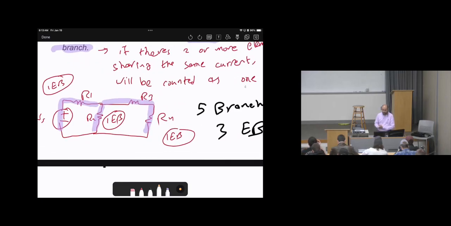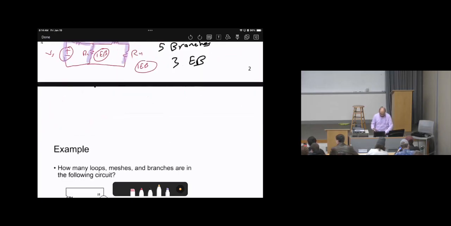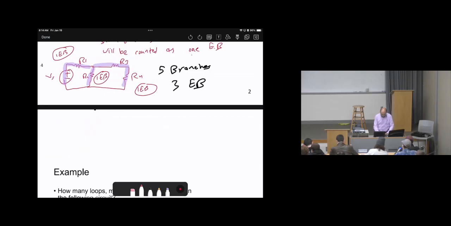So again, essential branch is related to the number of elements that are not sharing the same current, or the number of different currents in the circuit. Let me give you another example, and I want you to determine how many branches and essential branches are here.